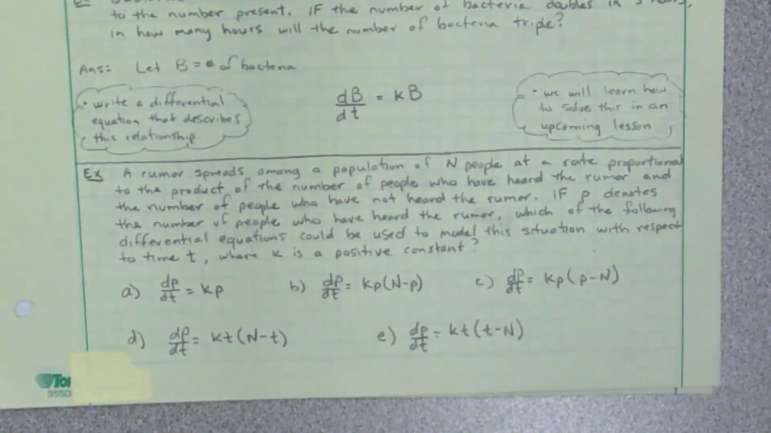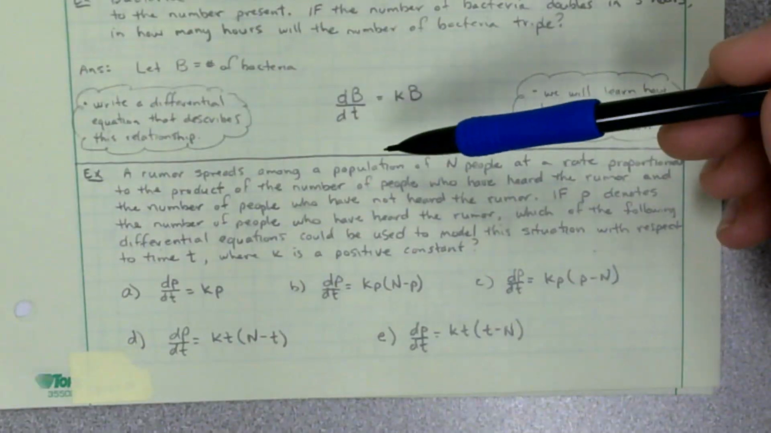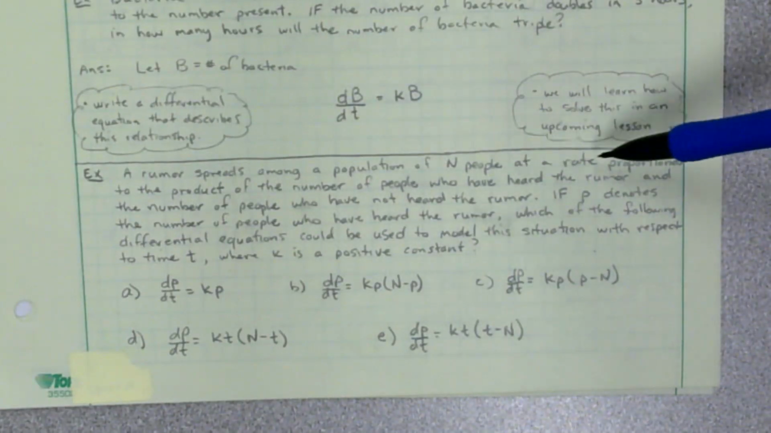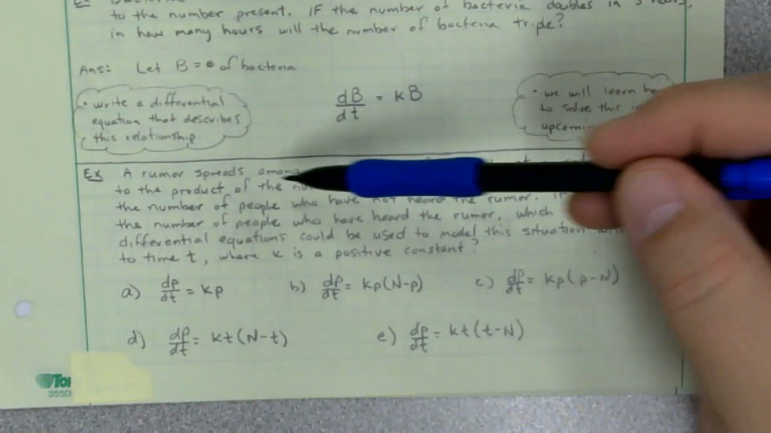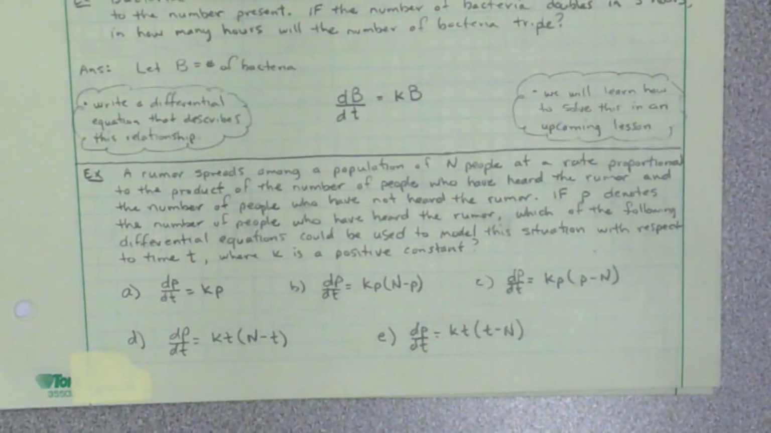It may look like this, multiple choice. A rumor spreads among a population of n people at a rate proportional to the product of the number of people who have heard the rumor and the number of people who have not heard the rumor. If P denotes the number of people who have heard the rumor, which of the following differential equations could be used to model this situation with respect to time, where k is a positive constant?